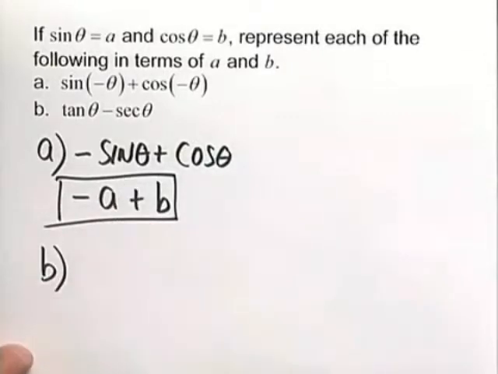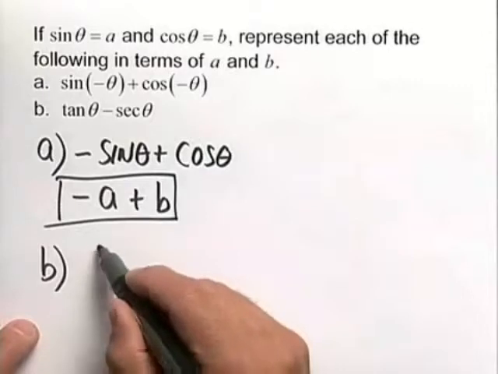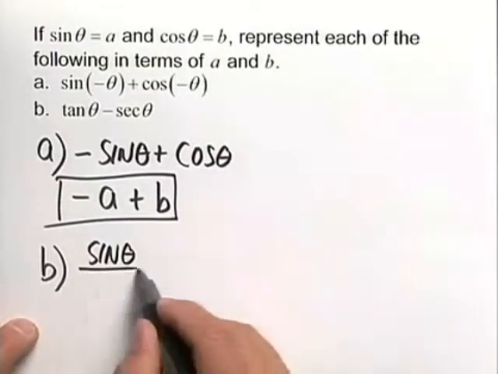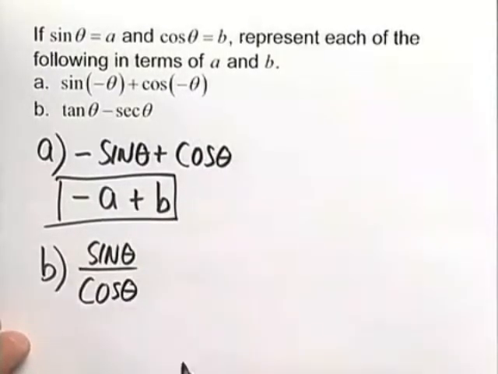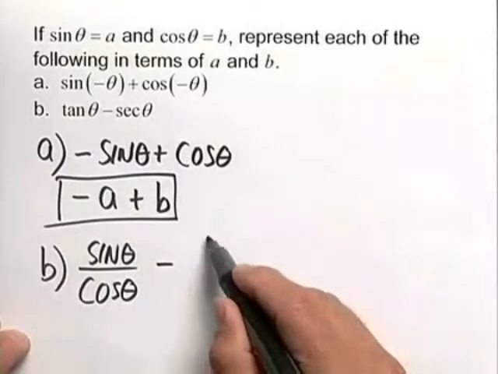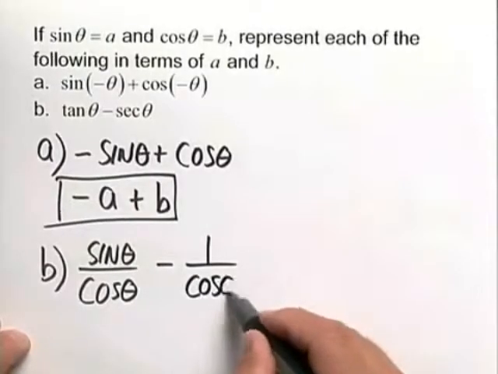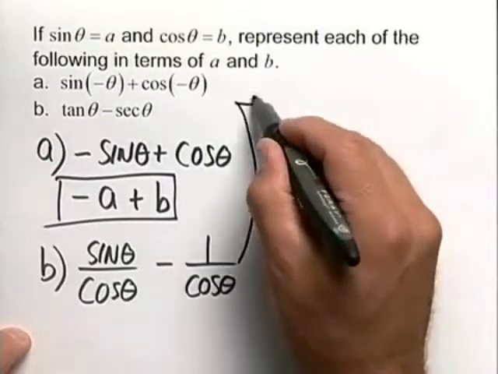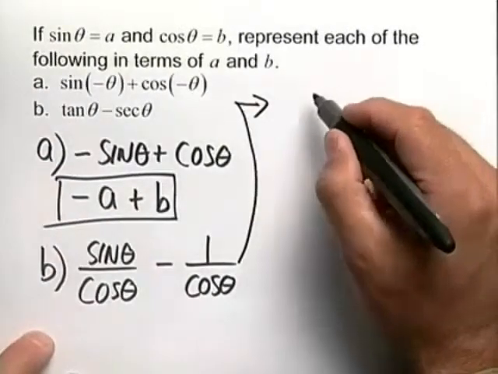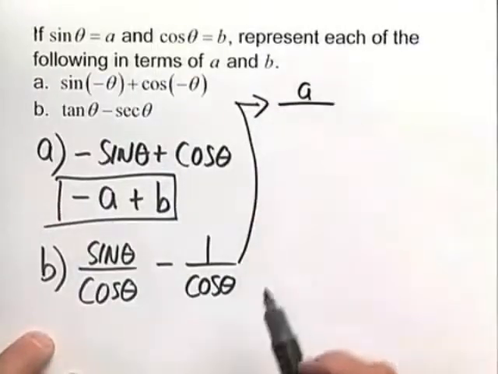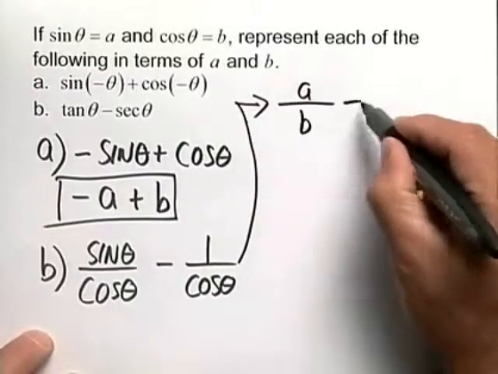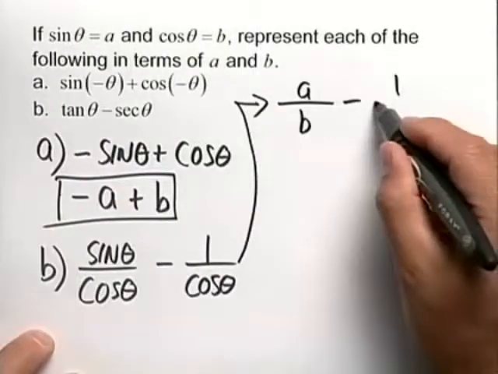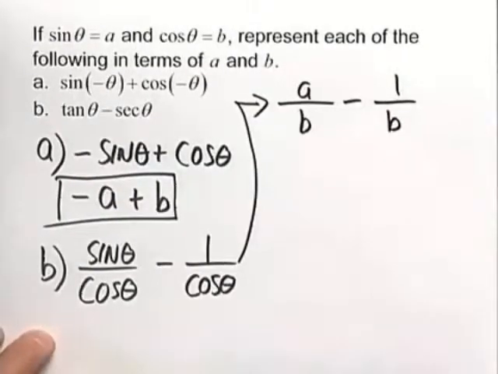We have the tangent of theta minus the secant of theta. Let's start by writing the tangent as being the sine of theta over the cosine of theta, minus 1 over the cosine of theta for the secant. Now we're going to write this in terms of our A's and B's. We know that sine is A, cosine of theta is B, and then once again cosine of theta being B. That's our expression right there.